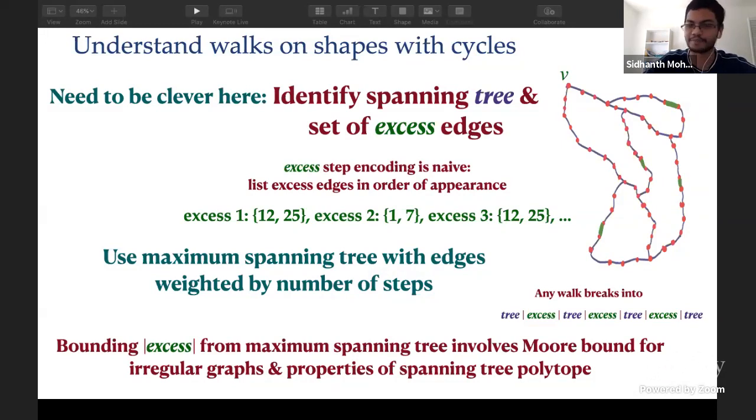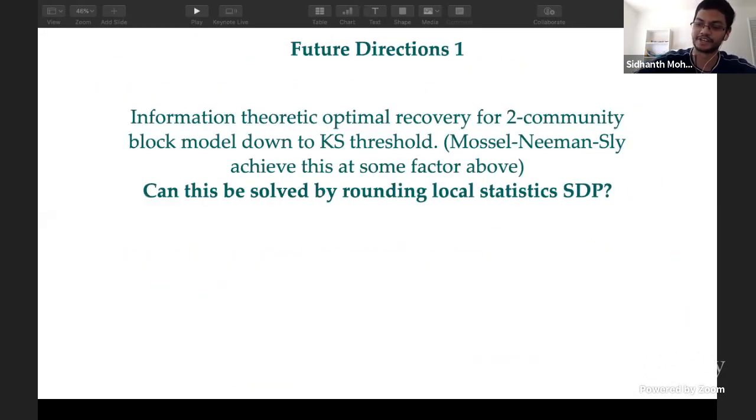Now I'm just going to discuss three future directions, and then we'll have time for questions. The most natural next question is the following. This local statistics approach gives us an algorithm for the distinguishing problem. It's natural to ask whether the search problem could be solved. Let me be a bit more specific: in the basic version of the search problem, you want to recover the two communities better than random guessing would.